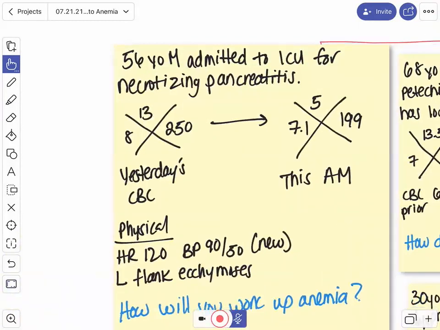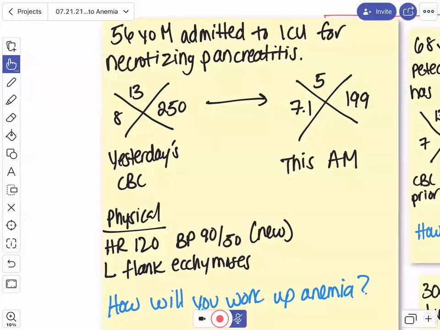So our first patient is going to be a 56-year-old male who is admitted to the ICU for necrotizing pancreatitis. Yesterday, his CBC was as on the left. He had a hemoglobin of 13. This morning, you come in and you get sign out saying his hemoglobin is now 5. His heart rate is 120. His blood pressure is low. This was all new. They had to start pressors on him overnight. And when you're examining him, you see some left flank ecchymoses.